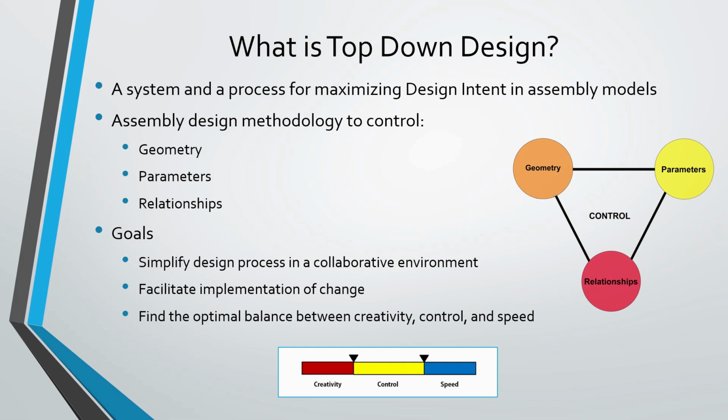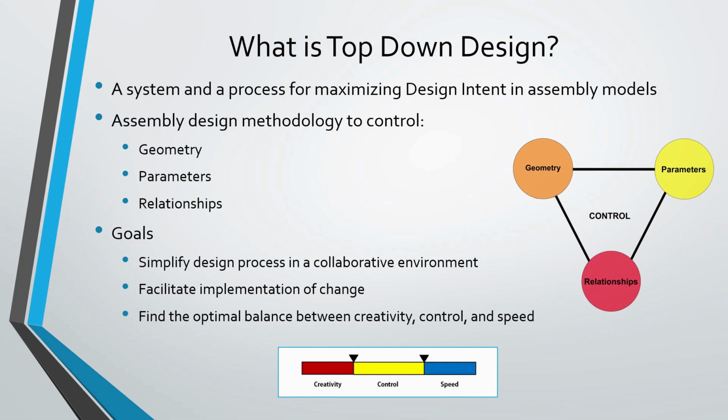Also, one of the big ones is we want to make it easier to implement changes. In other words, if we have a big design change, we don't want to have to go into a whole lot of individual models and make the changes and make sure that everything fits together. It's much better if we can change one or two locations and have all that information ripple out the way that we want it to.